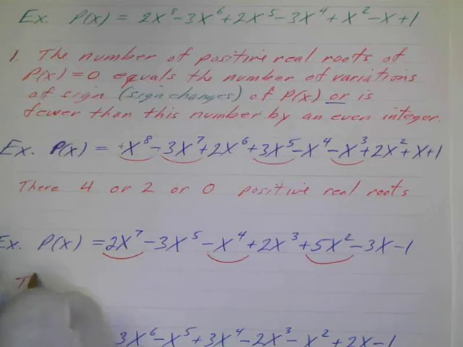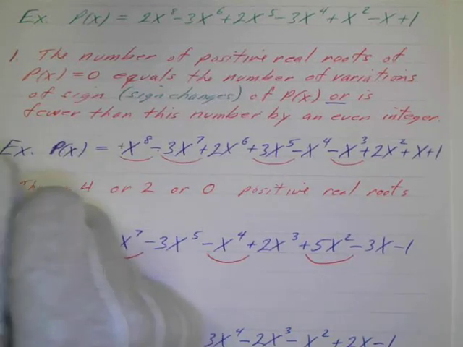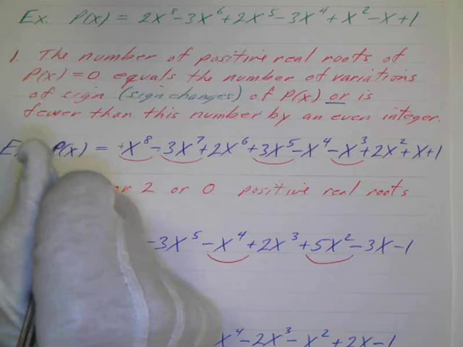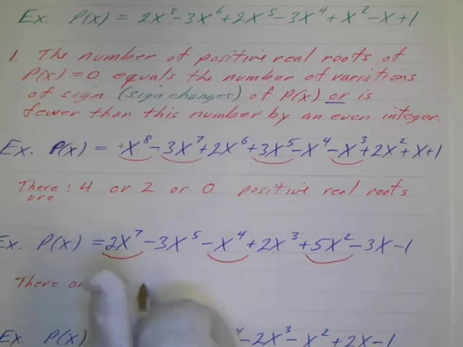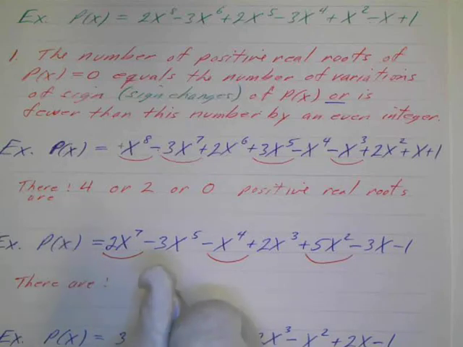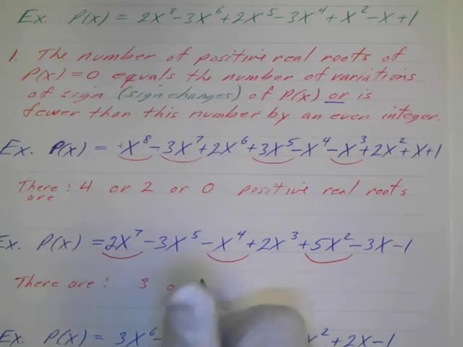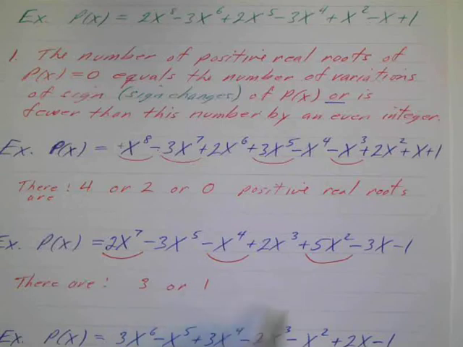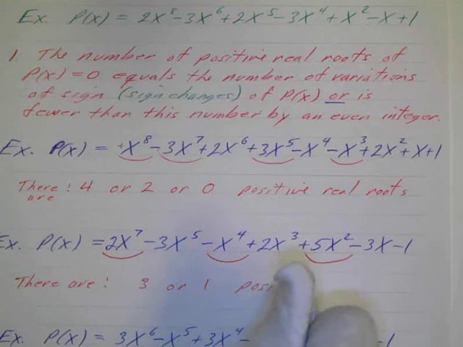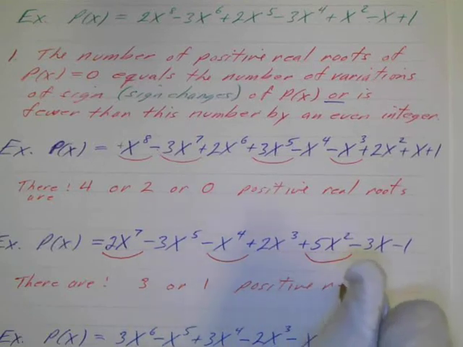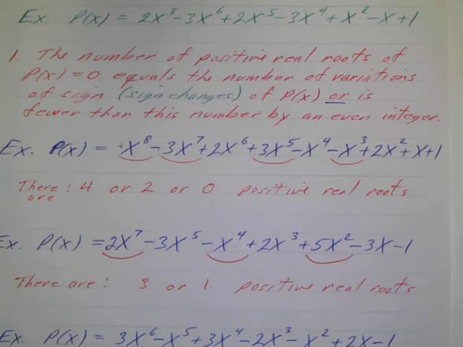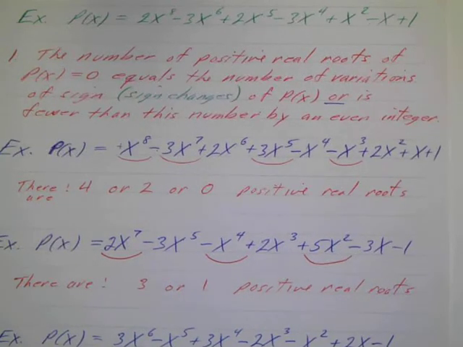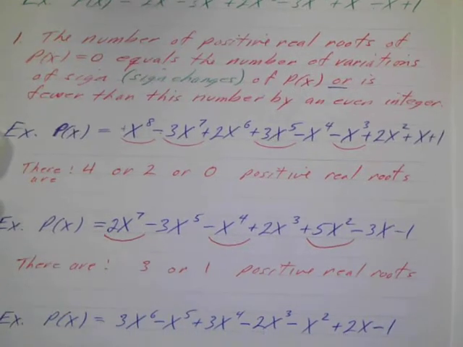So there are 3, or, and what's 2 less than 3? 1. And 2 less than 1 is -1, so we pass 0, so we stop. So there are 3 or 1 positive real roots. Okay. So that's not too bad. Let's take a look at one more example.